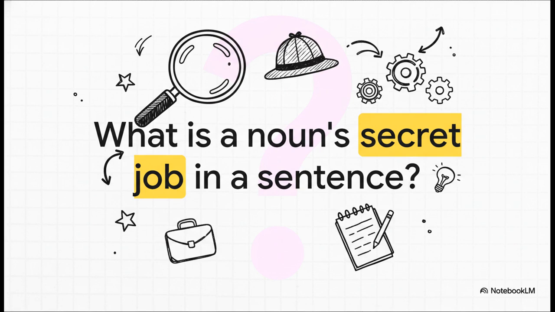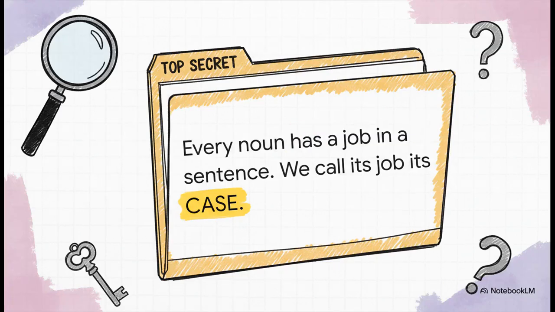Your mission, if you choose to accept it, is to become an official noun detective and figure out exactly what those jobs are. And that special word, the secret code for a noun's job, is case. Now, it might sound a little fancy, but it's really simple. It just means the noun's job. And in our investigation today, we're going to uncover the three main jobs a noun can have. So, let's crack open the first file.